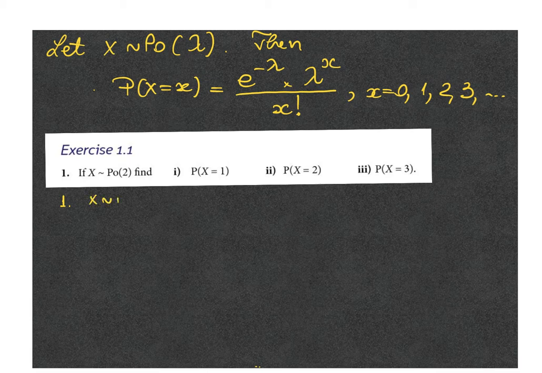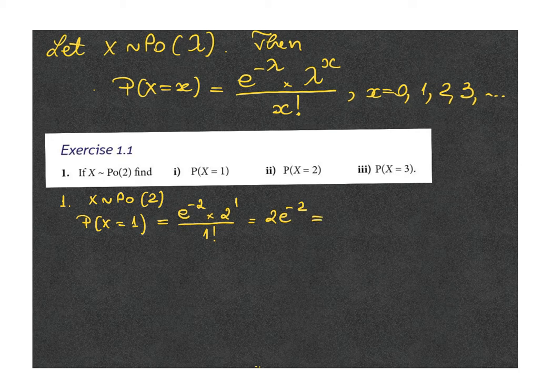If X is Poisson of 2, find the probability of X equals 1. I apply the formula, so it's e to the power of negative 2, lambda is 2, times 2 to the power of 1 over 1 factorial. So it's 2e to the power of minus 2, which I'm going to put in my calculator to give me 0.270671, which is 0.271 to 3 significant figures.